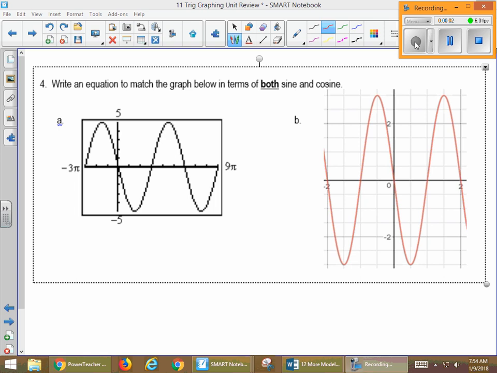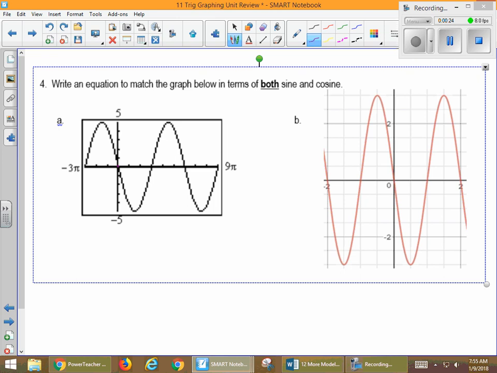Okay, writing equations. So writing equations for both sine and cosine can be a little bit tricky. Usually there's a path of least resistance, and I always do the easy one first. So as we're looking at this first graph, I like to mark some things. I need to mark the period of the function and whether I think it's better as sine or cosine.